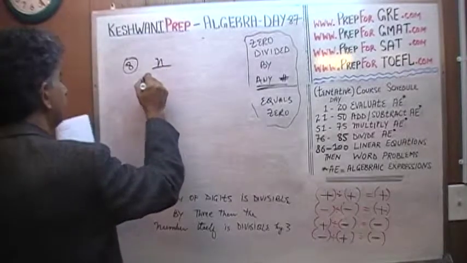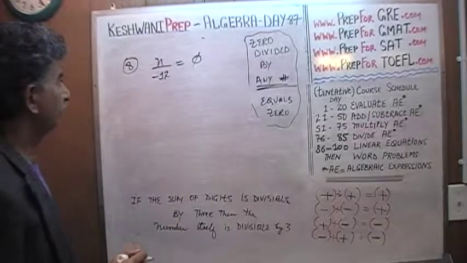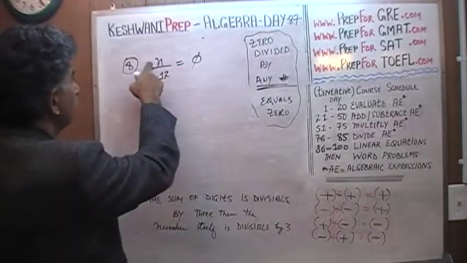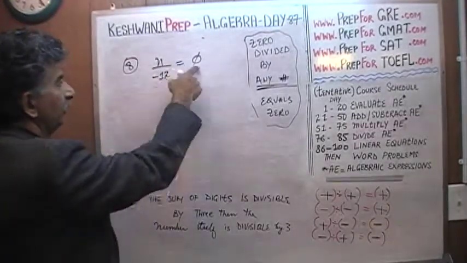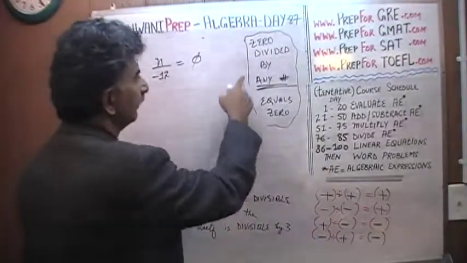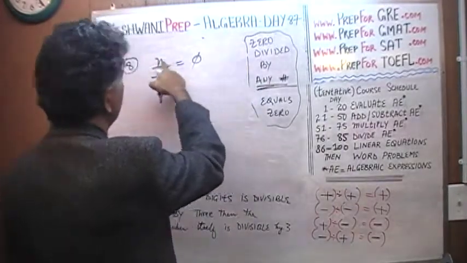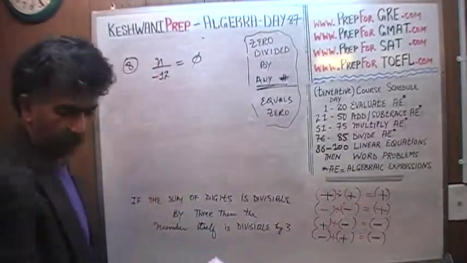N divided by negative 12 equals 0. Now the question is, what number divided by 12 will equal 0? Well, here's the answer. 0 divided by any number is 0. In other words, multiply both sides by negative 12.